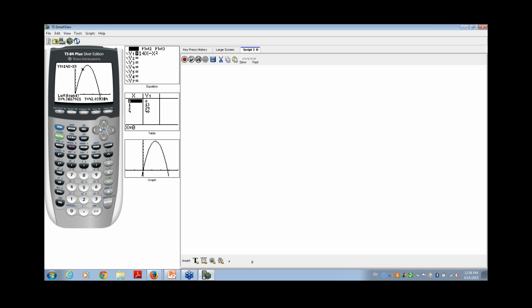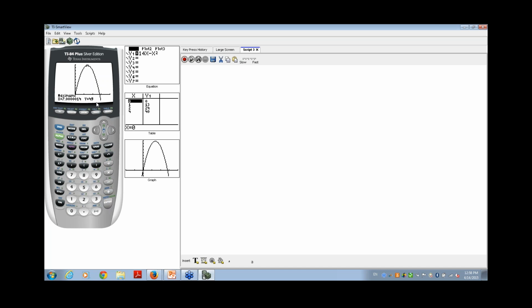It doesn't matter where you are, just don't try to figure out where the top part is yourself. Just be a little bit more on the left than necessary. Then hit enter, and it will ask you for the right bound. So move all the way over to the right side of the maximum and hit enter again. It asks you to guess, so hit enter one last time, and then it spits out the values. It gives you the x value of the maximum of the parabola, which is 7, and the corresponding y value, which would be 49.